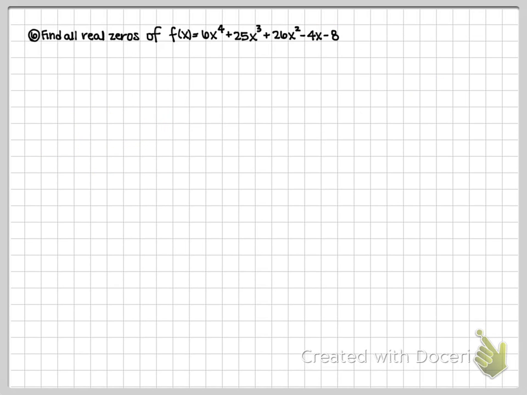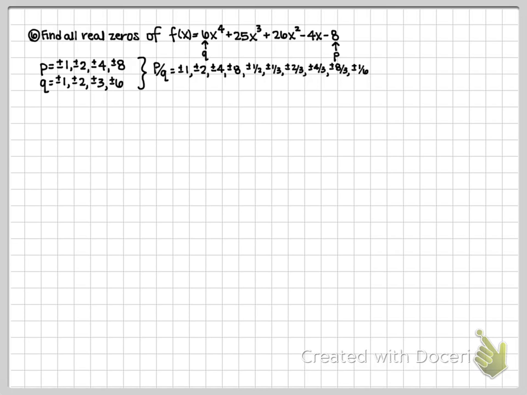Okay, number 6. Find all real zeros of the function. All right, so the first thing I'm going to do is label out my p's and q's. So remember that the p comes from the end and the q comes from the beginning, and they're all the factors of those. So I'm going to pause and fill in all of my p's and q's. Right now would be a good time for you to pause and see if we match. Okay, so here are all my possibilities for my p's and q's.